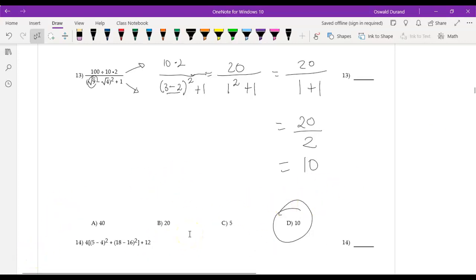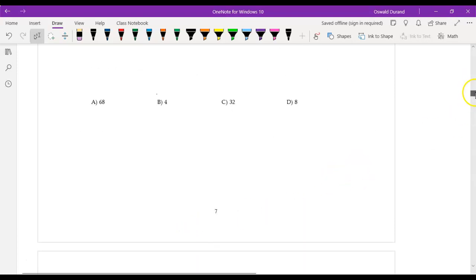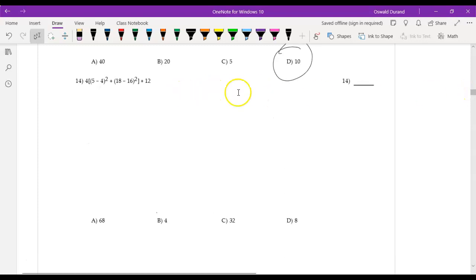Alright, so now let's move on to the next one, which is this one here. So let's do this. Alright, so here you have a combination of parentheses and brackets, right? So you always do the inner parentheses. So in this case, you're going to have to evaluate this, and then this, and then you work yourself inside out. Alright, so let's start. So the 4 does not change, so it's 4. Put the brackets here, and we're going to evaluate 5 minus 4 and 18 minus 16. 5 minus 4 is 1, and then it's 1 to the power of 2, right? Plus 18 minus 16 is 2, and it's 2 to the power of 2, right? Close brackets, and then plus 12.